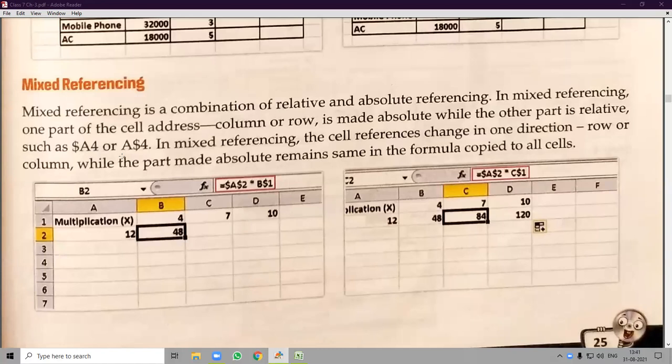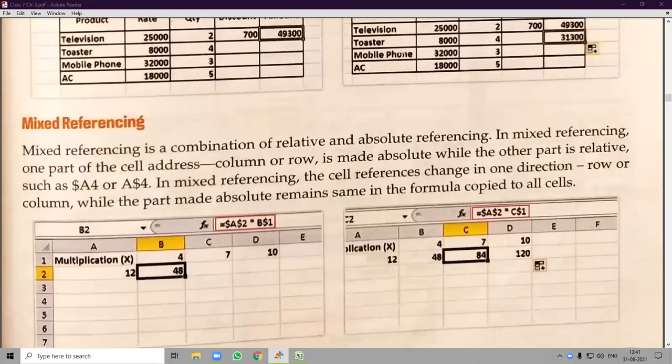It's following the mixed referencing. In mixed referencing the cell references change in one direction, either it will change towards the row or it will change towards the column. So this is how we have understood how we can use referencing in Excel. I hope that you have understood it. So take care.